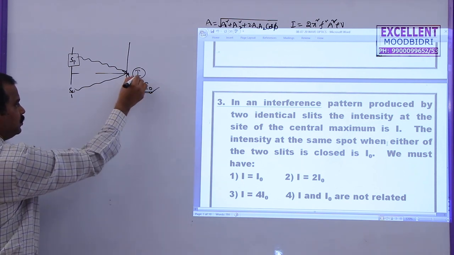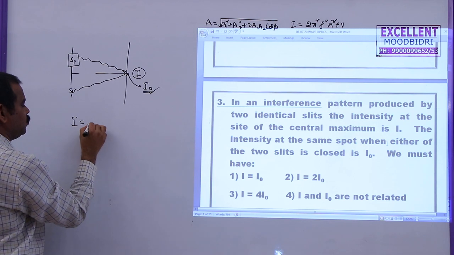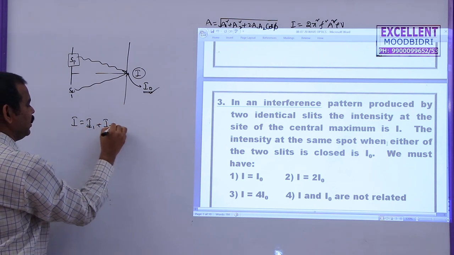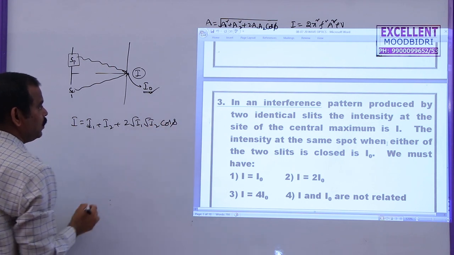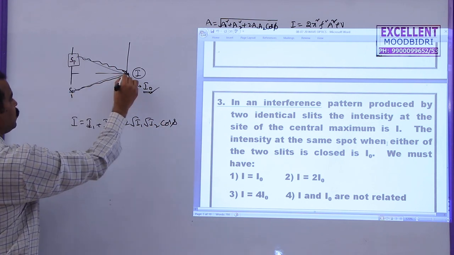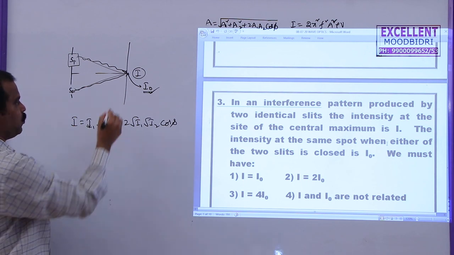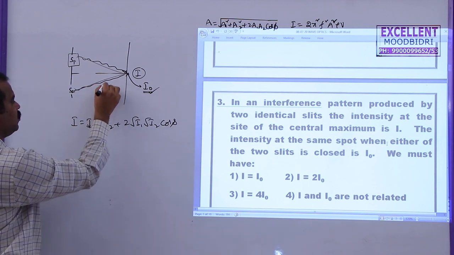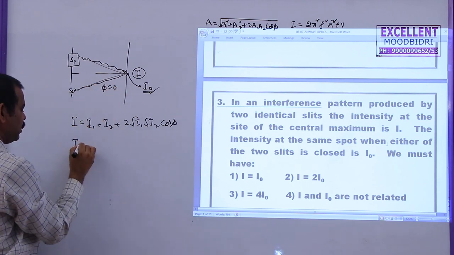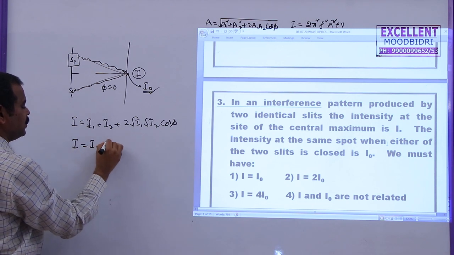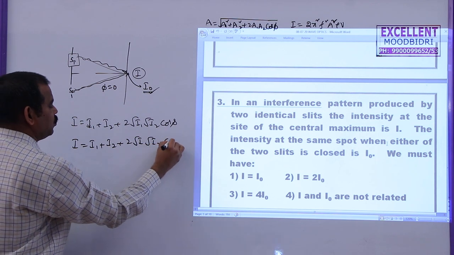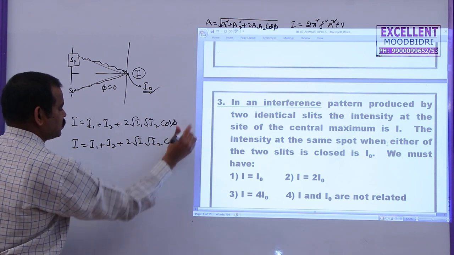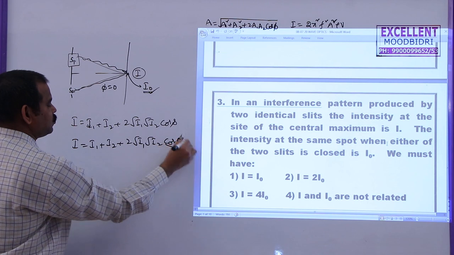So we know that this is obtained by I is equal to I1 plus I2 plus 2 root I1 I2 cos phi. When these two are coinciding with each other, superimposing with each other at this point, the phase difference must be equal to 0. So we can write I is equal to I1 plus I2 plus 2 root I1 I2 cos 0. So this is cos 0. We know that cos 0 is equal to 1.